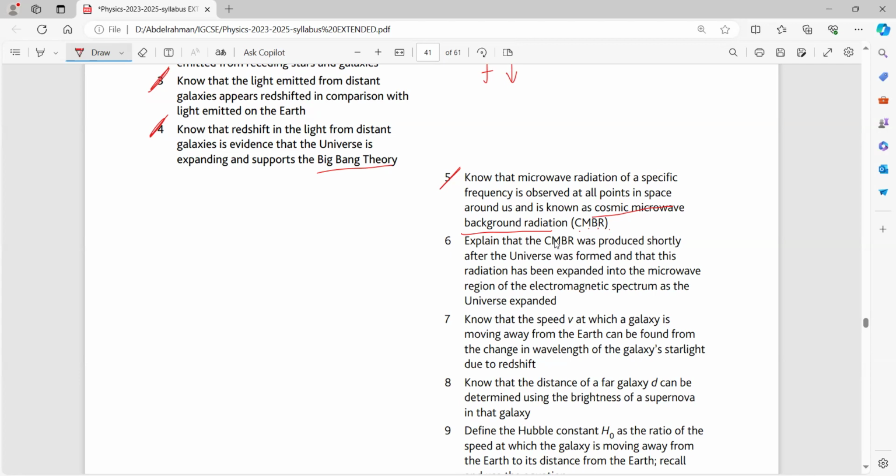This indicates that the whole universe was initially in one point. If you go back in time, around 14 billion years ago, the universe started from one single point of pure energy. The CMBR was produced shortly after the universe was formed, and this radiation has been stretched into the microwave region of the electromagnetic spectrum as the universe expanded. It's found in every part of this universe.